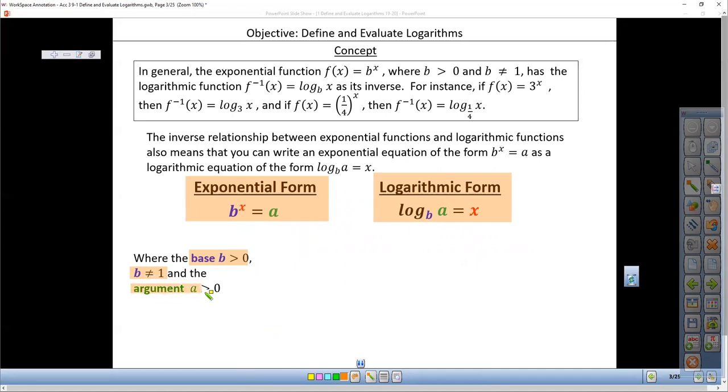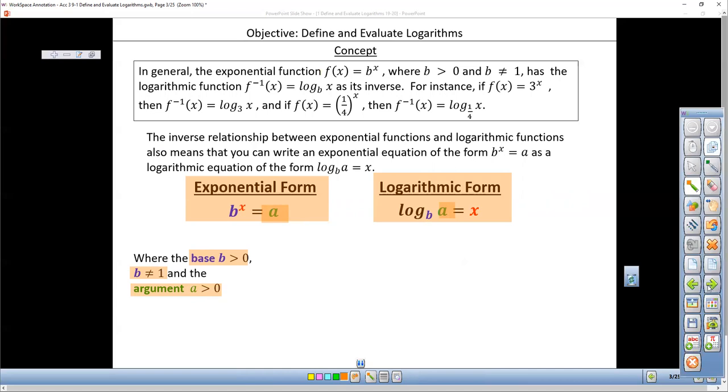A is what we refer to as the argument in a logarithm, and it is always a positive number. And there's no exclusions there. So it can also be a 1. It just has to be positive. So the base is positive but can't be 1. And the argument shown here and shown here have to be positive values.